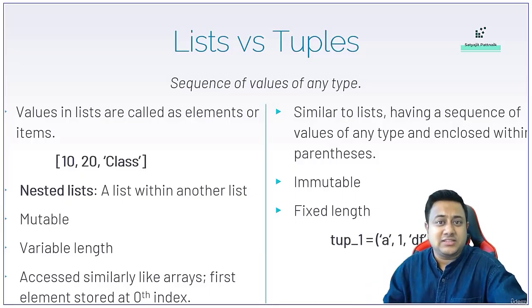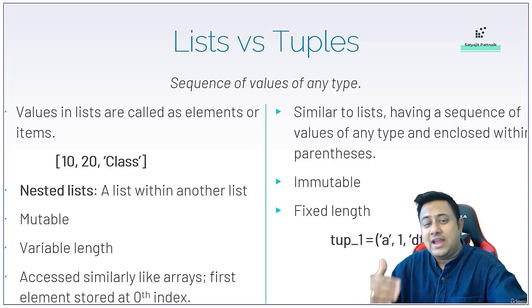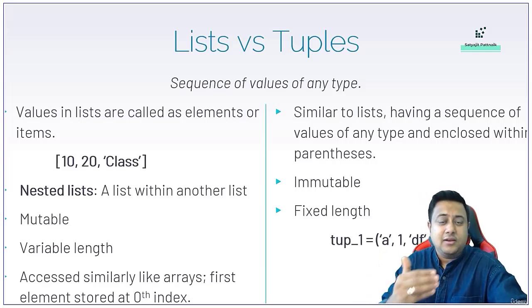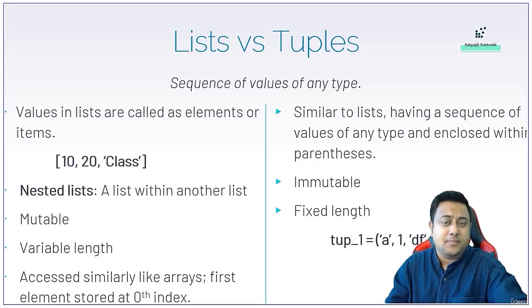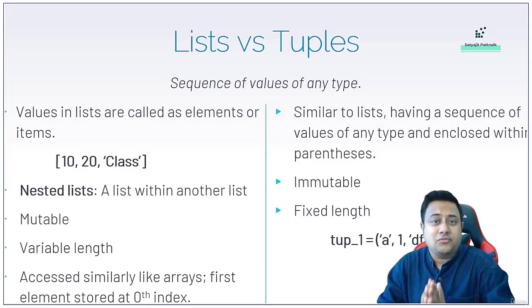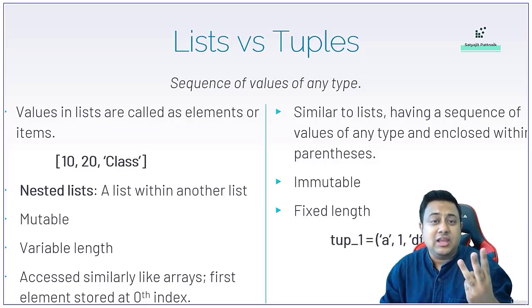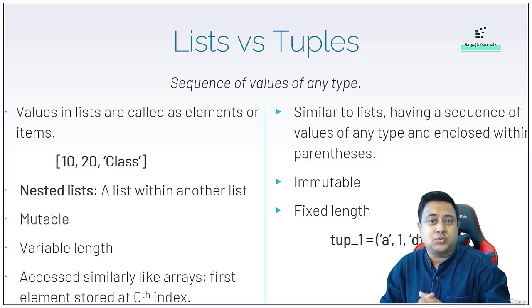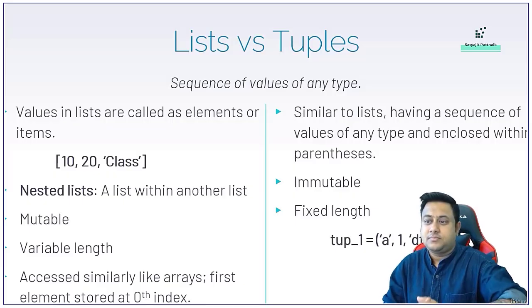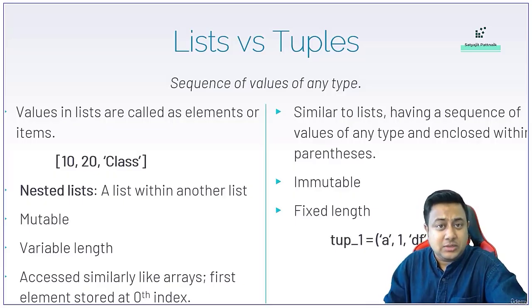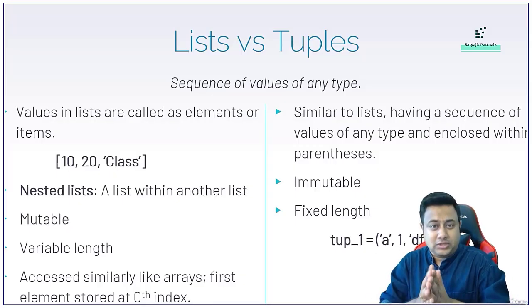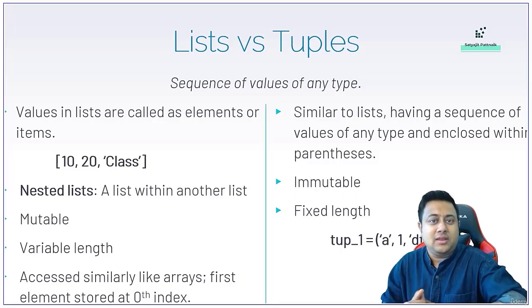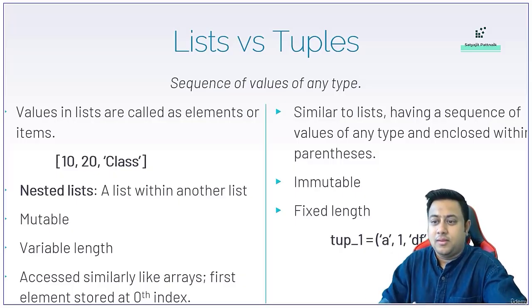You can see this is an example. We have 10, 20 and class, where 10 and 20 are integer types and class is a string type. What will be the length of this list? There are 3 elements, so the length of this list will be 3. There are also concepts like nested lists, which means a list inside a list. We will be covering some examples in the Python code.